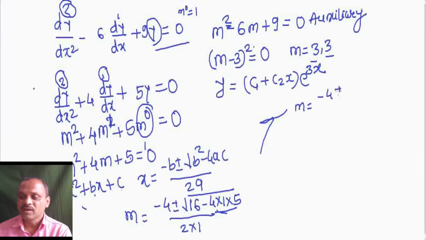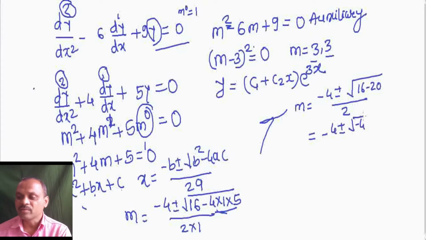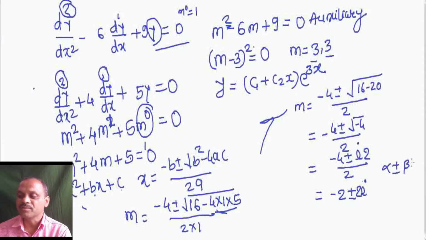Then this is m = (-4 ± √(16 - 20)) / 2 = (-4 ± √(-4)) / 2 = (-4 ± 2i) / 2. For the root of minus we write i, and the root of 4 we write 2, divided by 2. So you can see -2 ± 2i. This is like alpha ± beta i. We have taken two terms, alpha + beta i and alpha - beta i. Then we have the solution.